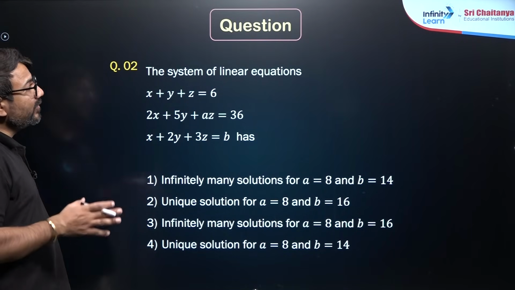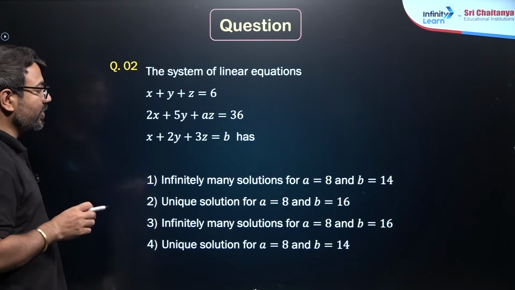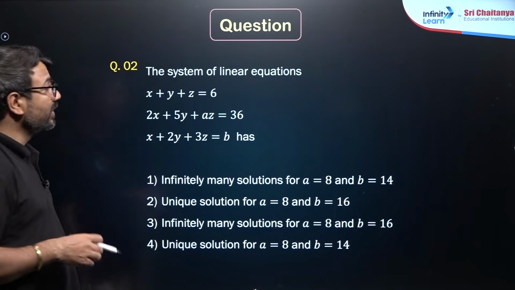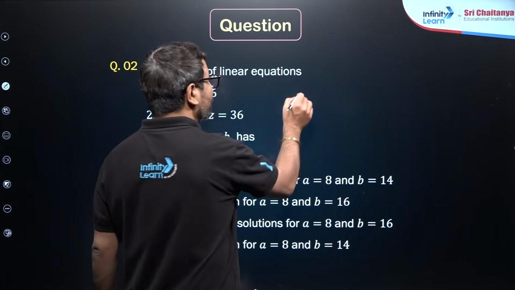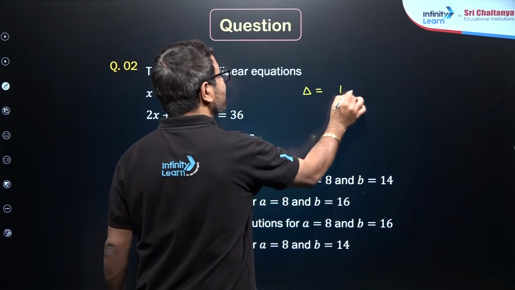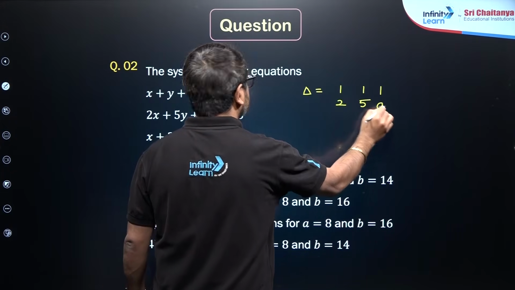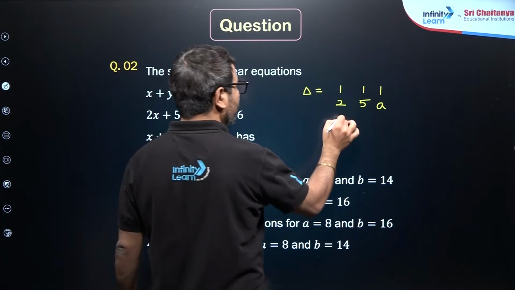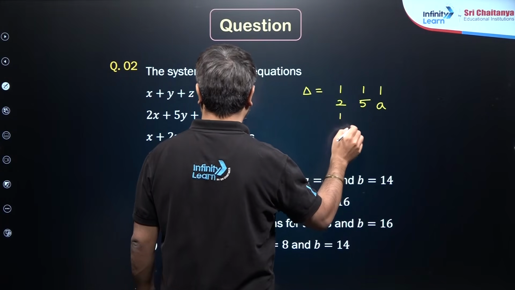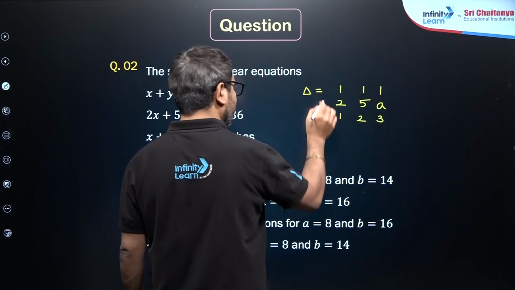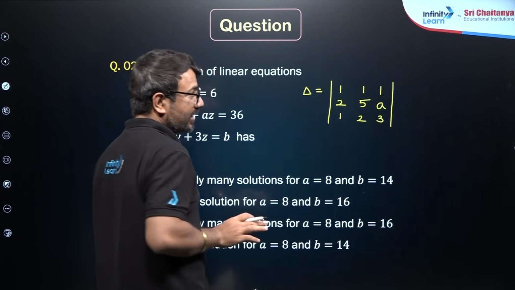Next, the system of linear equations. They have given us linear equations and these are the options being given to you. Easily you can apply Cramer's rule. You will see that if you make this delta, the determinant formed by the coefficients, equal to 0, because I am talking about either no solution or infinitely many solutions. Let's find the value of delta over here.